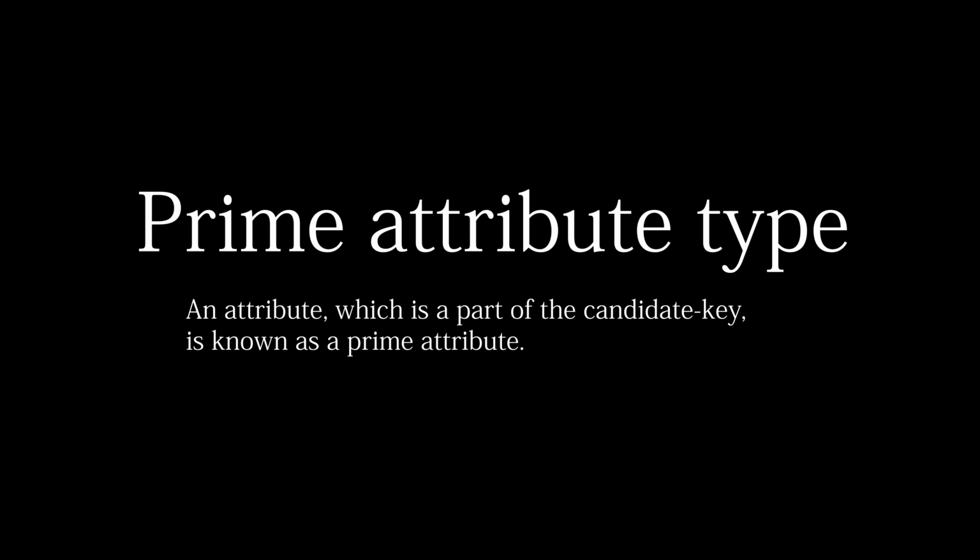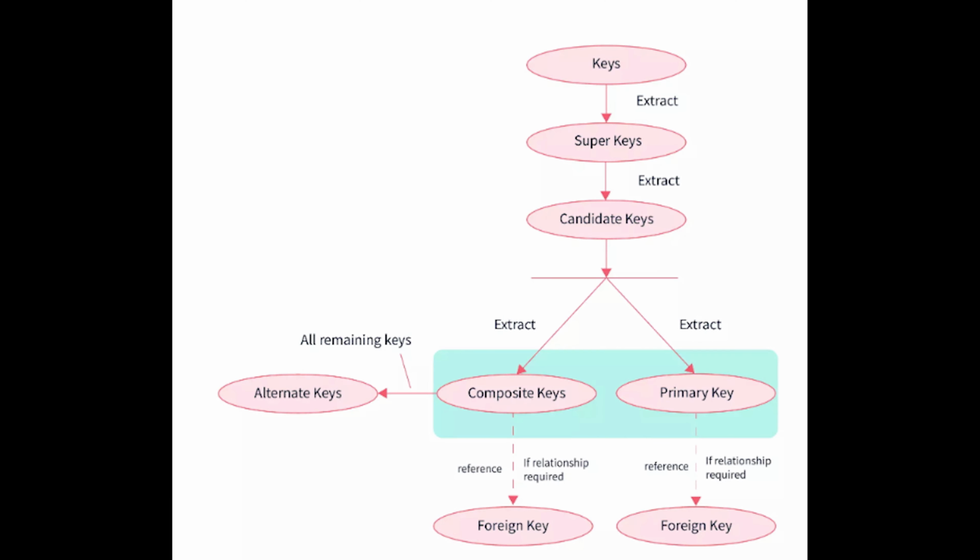Another concept to understand is prime attribute type, which is an attribute type that is part of a candidate key. For example, social security number or employee ID are prime attribute types that make up a key, while attributes like hours or names are non-prime attribute types and don't make up a key.